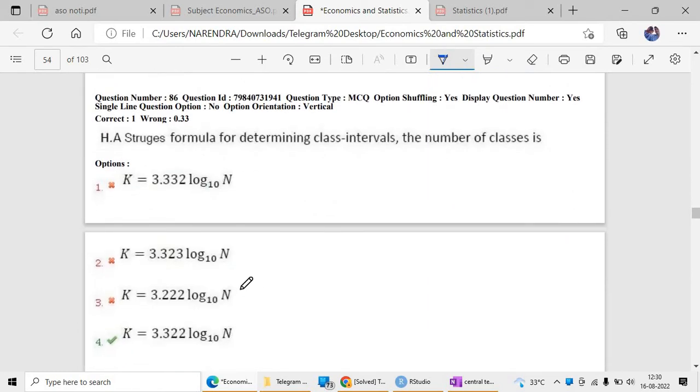So again, this is also a standard formula for how to find the class interval. So this is the formula.